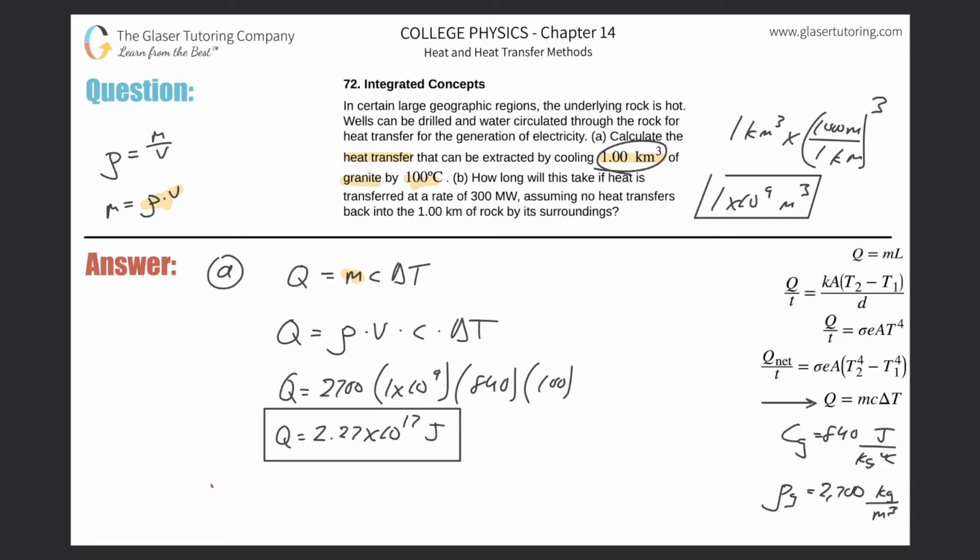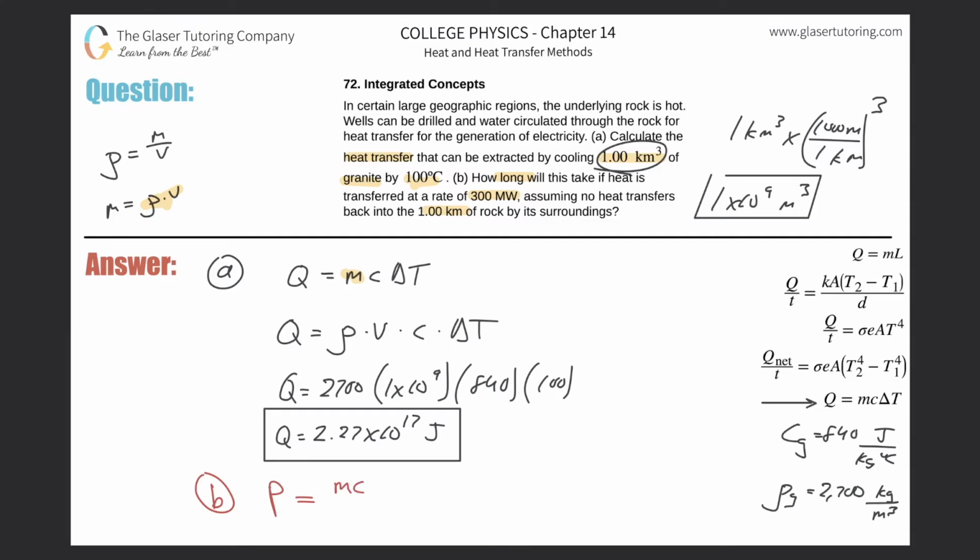So letter B now. How long will this take if heat is transferred at a rate of 300 megawatts, assuming no heat transfers back into the 1, I guess they forgot the cube there, 1 cubic kilometer of rock by its surroundings. All right, so we've done this concept for the past 2 problems. So take a look. I'm just going to use the formula I developed in the past 2 problems. Just view number 70 or 71.